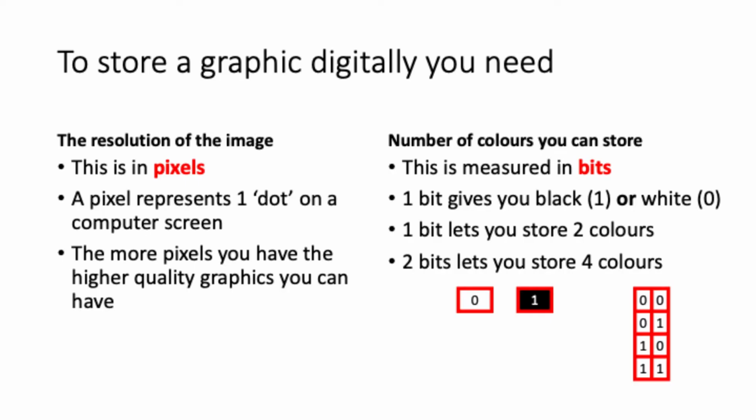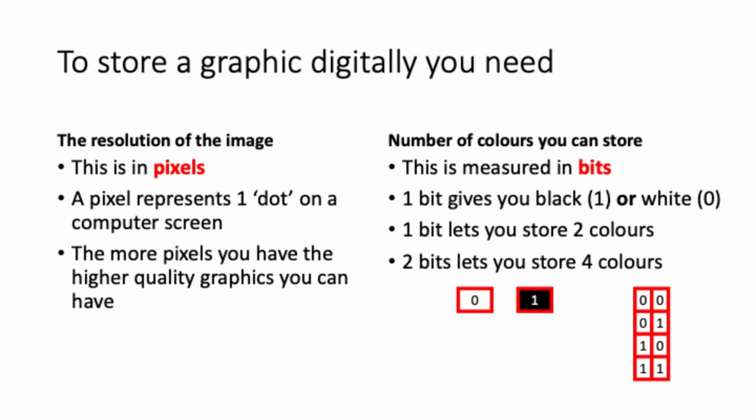So this video is about digital graphics and we'll focus on how the exam questions work. To store a graphic digitally, you need two things. You need the resolution of the image and you need the number of colours you're going to store for that image. The resolution of the image is stored in pixels, and each pixel represents one dot on a computer screen. The more pixels you have, the higher quality graphics you have.